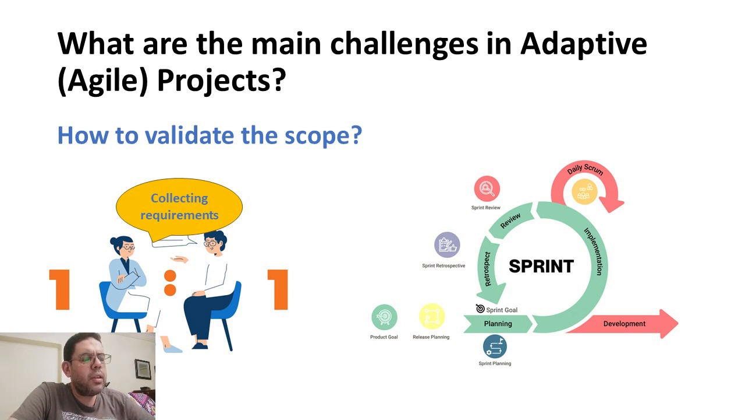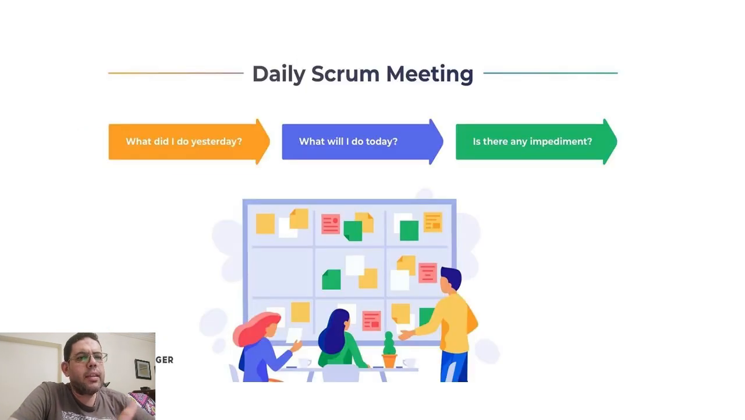During the sprint, we hold a daily scrum, or daily stand-up meeting, or daily meeting, just to answer two main questions: how the work is going on, and if there are any obstacles that may affect the work. Okay.